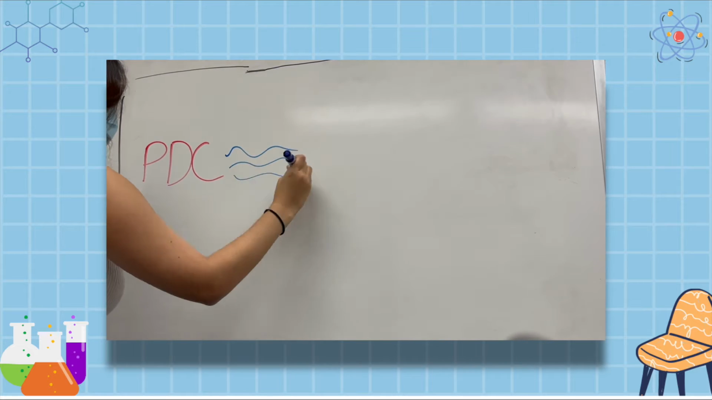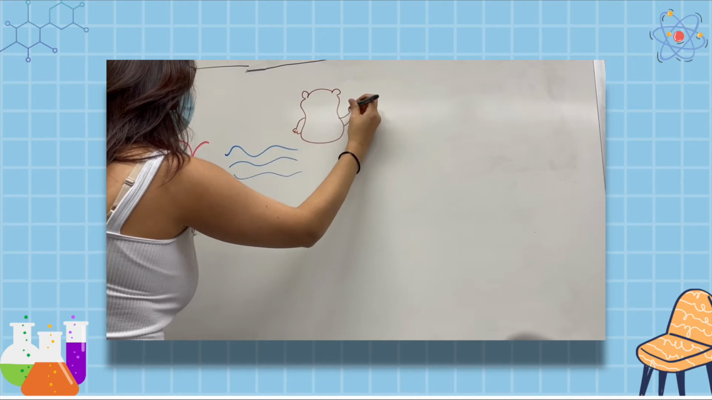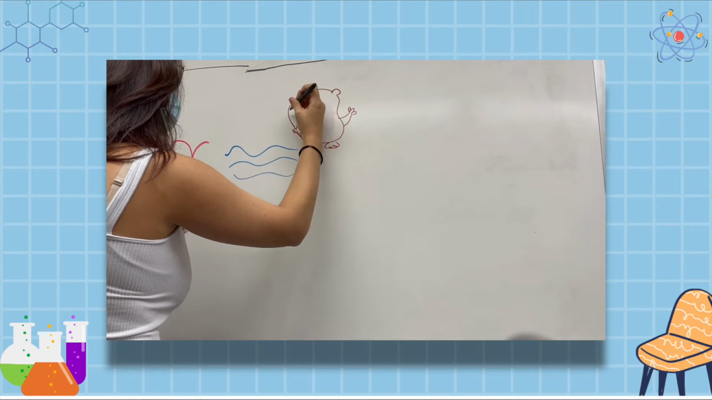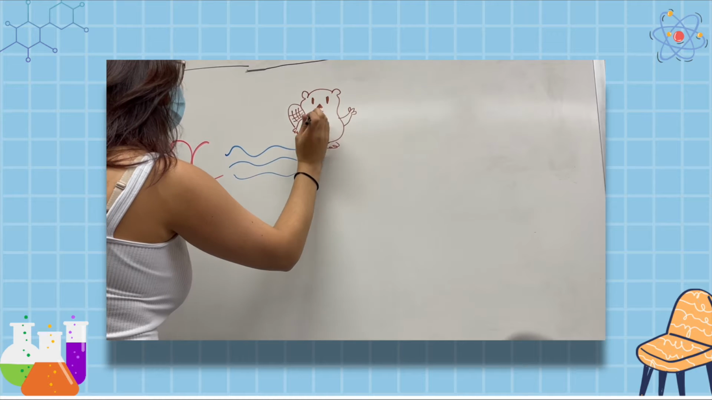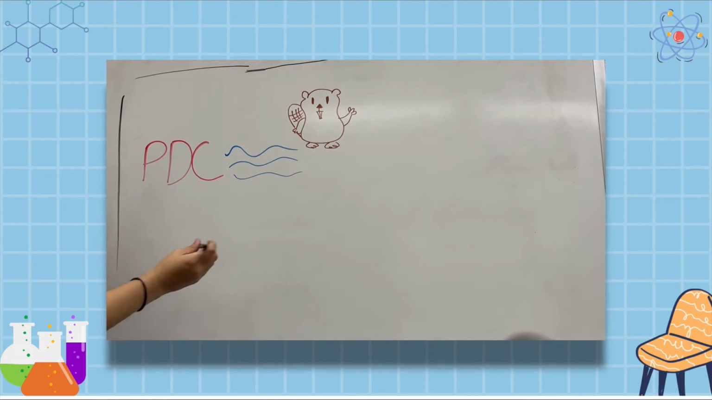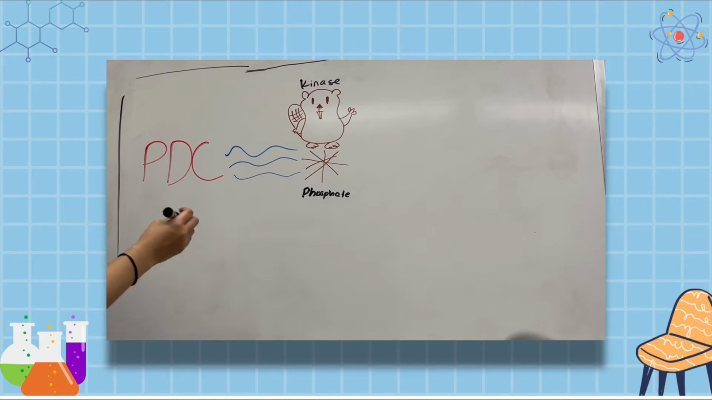Like any other machine, there are on and off switches. In the case of the PDC, these switches are a group called phosphate. Phosphate is added by an enzyme called a kinase and is removed by an enzyme called a phosphatase. Adding the phosphate group turns off the PDC and halts the production of acetyl, and thus ATP. Removing the phosphate turns the PDC back on.